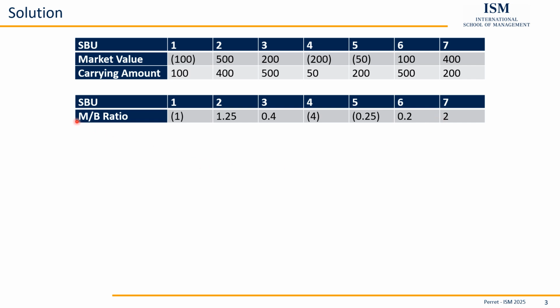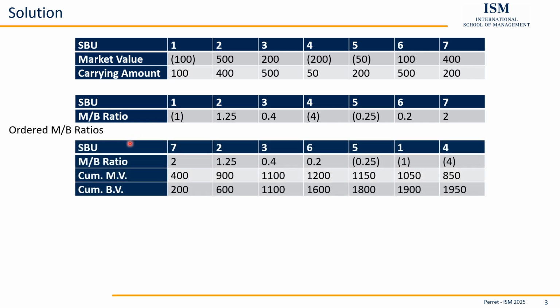Then I'm going to take those MB ratios and order the business units by the MB ratios in a descending fashion, sorry. Start with the highest MB ratio, business unit with the highest MB ratio, go last position, the business unit with the lowest, negative lowest MB ratio.